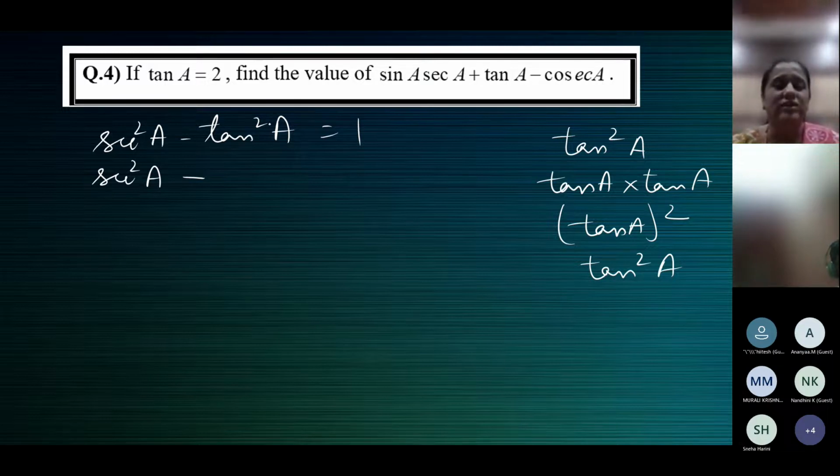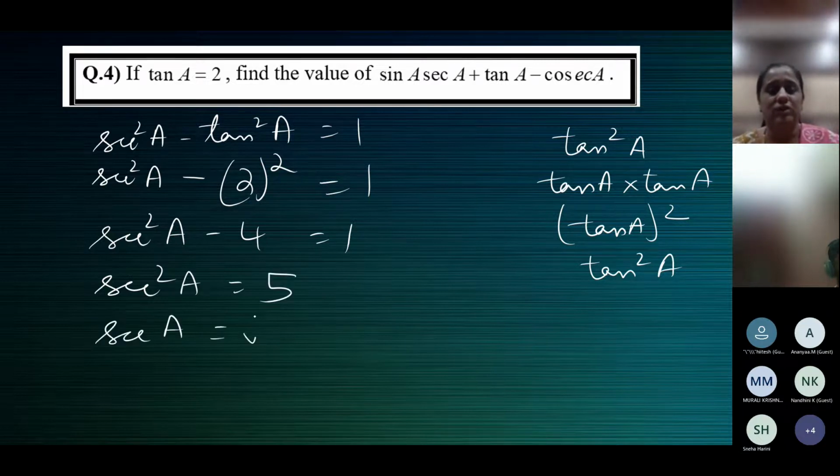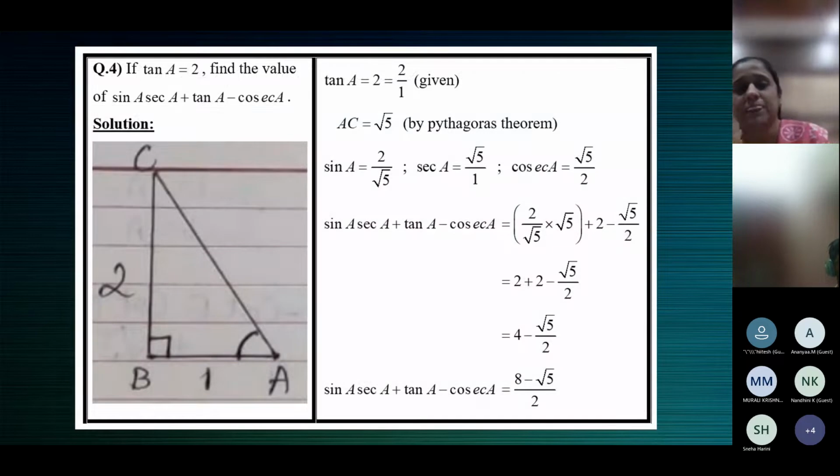So what is the value of tan square A? Tan A into tan A, so nothing but 2 the whole square. Tan A is 2. So tan square A is the square of that, 2 square is equal to 4. Secant square A minus 4 is equal to 1. Secant square A is equal to 1 plus 4, 5. So secant A is equal to square root of 5. It's not a perfect square. So we got secant A is equal to square root of 5.